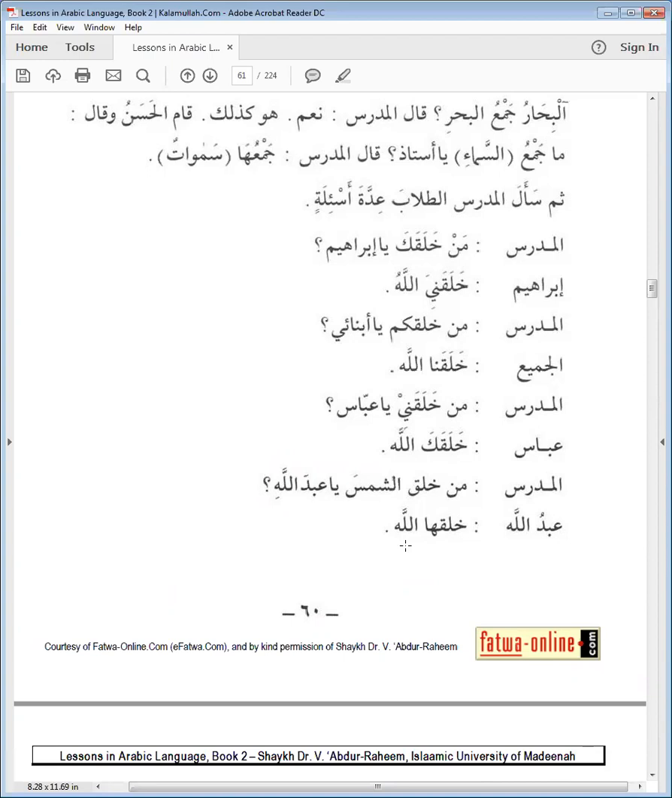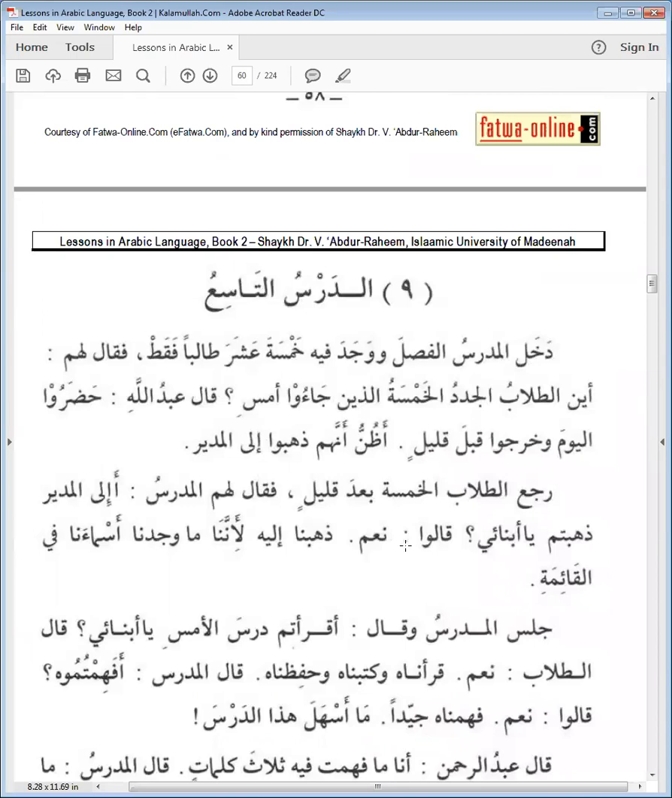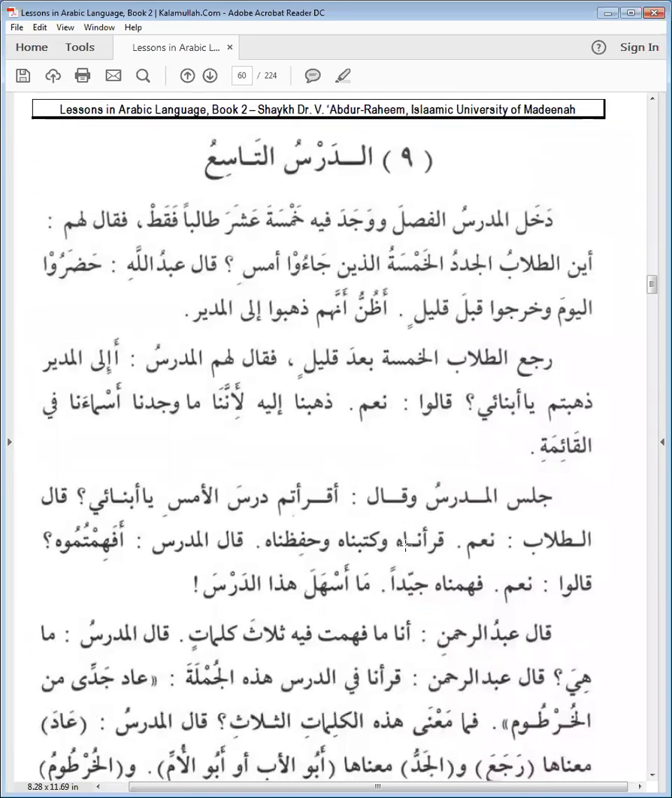All right, so that's the end of page 60. I'm going to read it again, and you all read after me, inshallah ta'ala. Right? So, Bismillah.